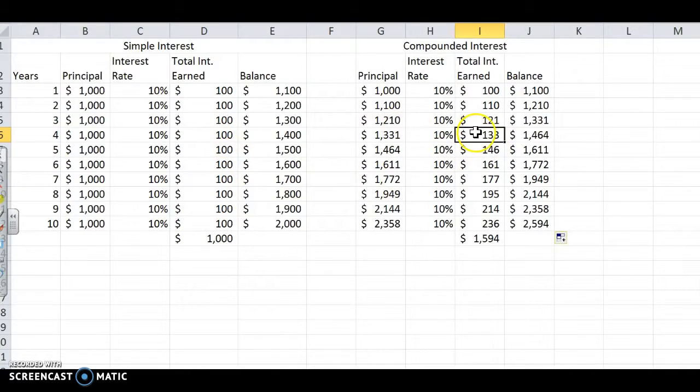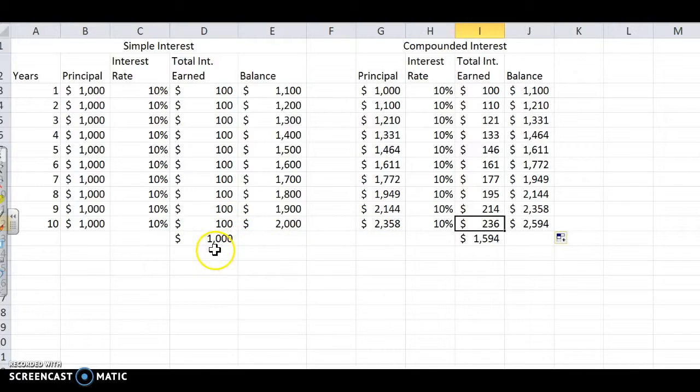And the longer the interest calculations go, the longer time that the money is invested, the greater the difference and the more money you could earn under the compounded interest formula. If you look all the way on year 10, $236 was earned in year 10 of interest because the balance that it was calculated on was based on $2,358, so we have a larger interest earned compared to only $100 earned on the simple interest.